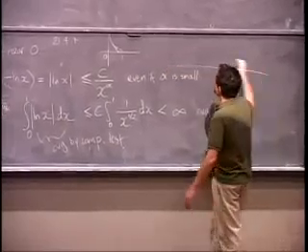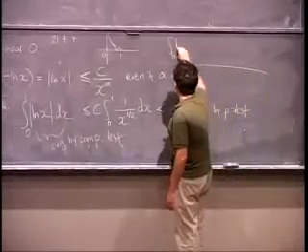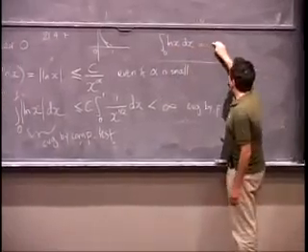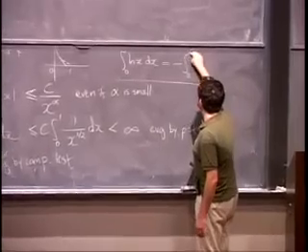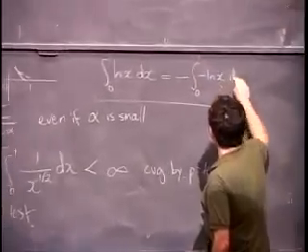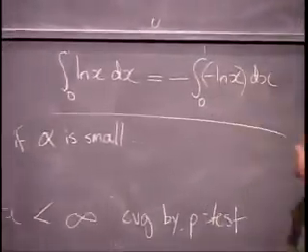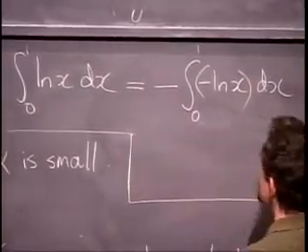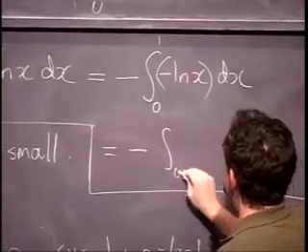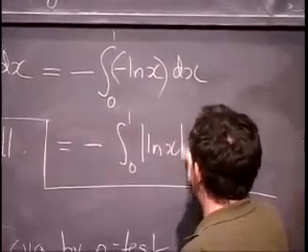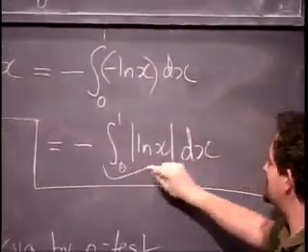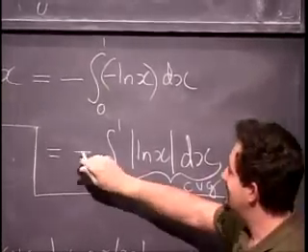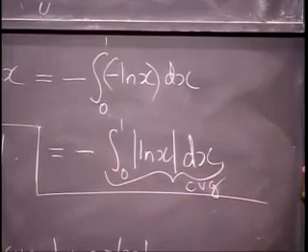Let me just comment that if you had to do the integral of log x without the absolute value, I would first write that as minus the integral of minus log x. After all, log x is negative between 0 and 1. And this is, of course, the same as absolute value of log x. Well, we've seen that this integral converges to some positive number. So this with the negative converges to some negative number.